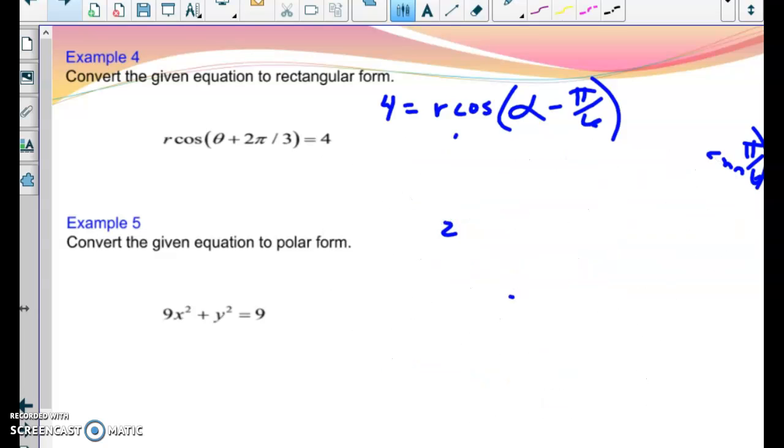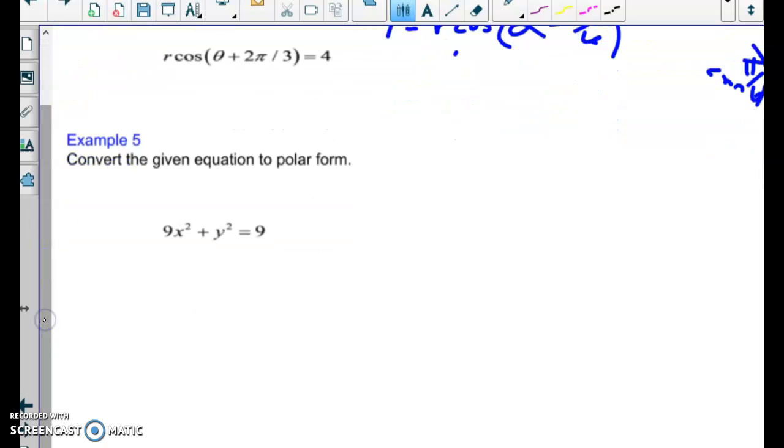I'm going to make room for this one. And on this one, we're going to convert the given equation to polar, so doing more of that. I know that x is r cosine, and y, did I just not do these?